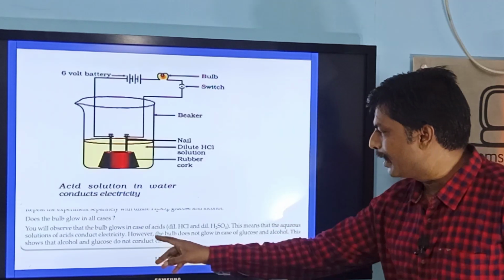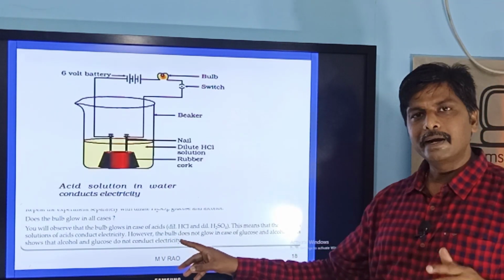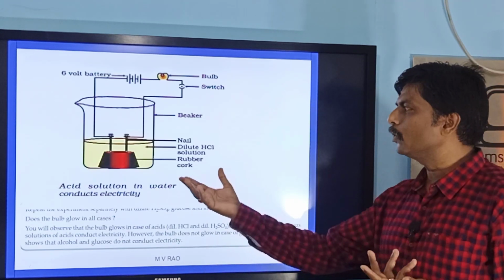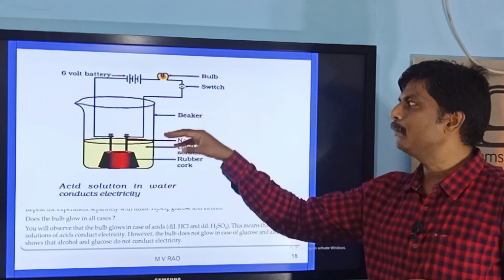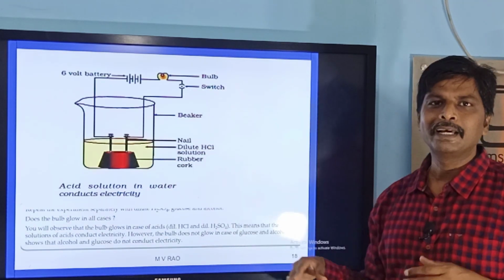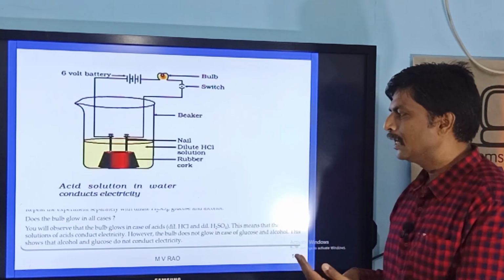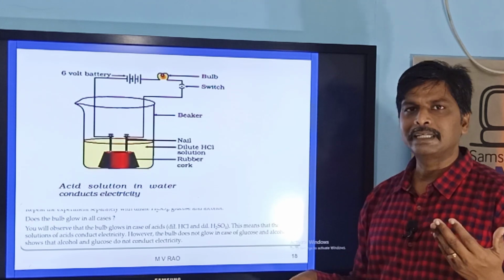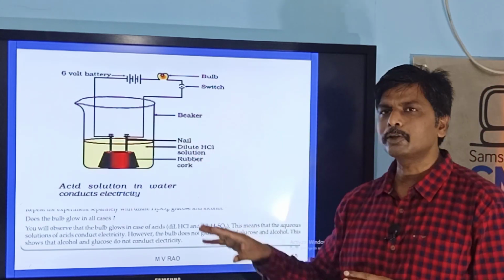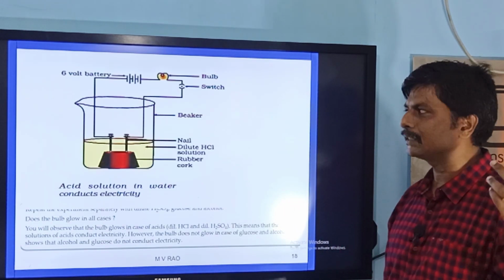However, the bulb does not glow in case of glucose. In case of glucose, the bulb is not working. In case of alcohol, the bulb is not working. That means glucose solution and alcohol solution do not act as conductors of electricity. Out of the 4 solutions, acids are good conductors of electricity.